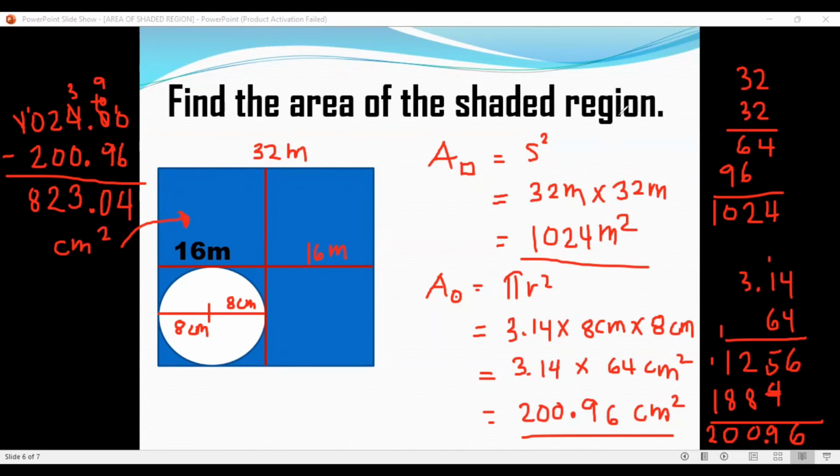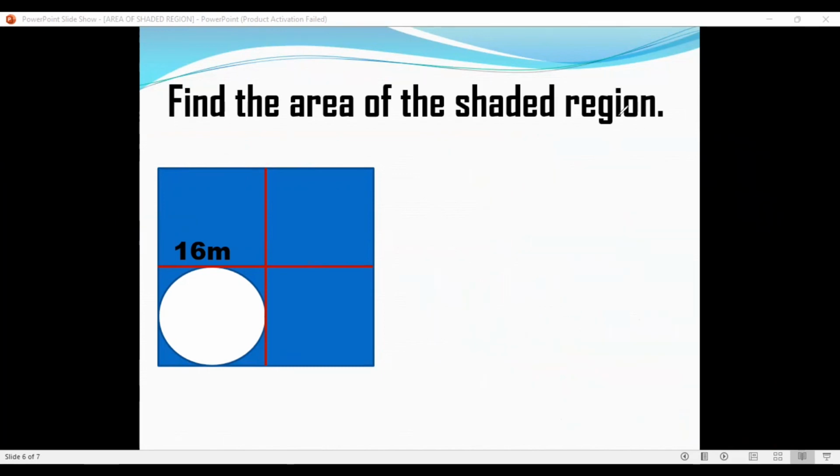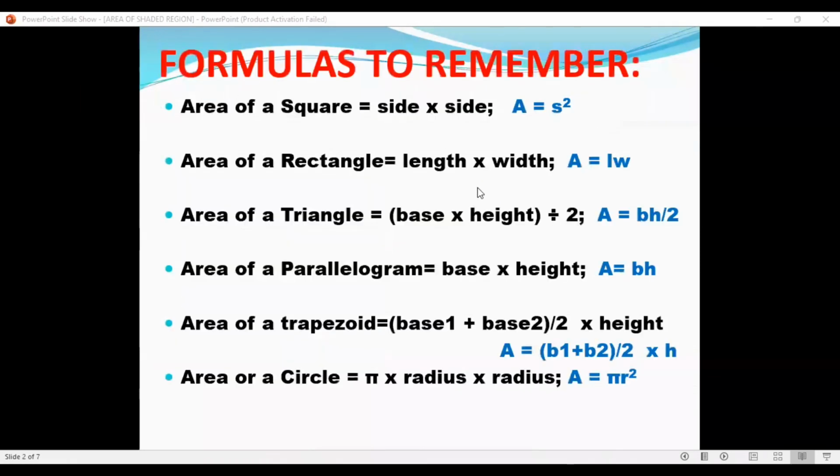Okay, so that is how we solve for the area of a shaded region. So it's very important to master the different basic formulas because they will be of help for finding the area of these irregular figures.